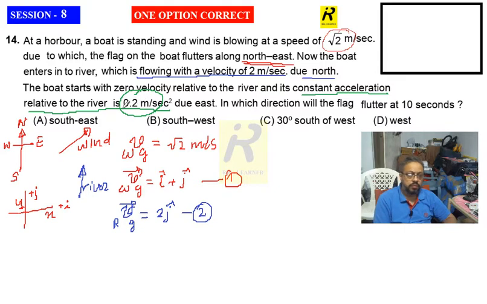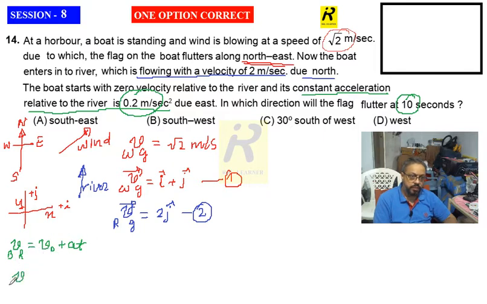Okay, so now I have to think about the boat like this. The velocity of the boat with respect to the river is equal to, right? How can I write it? It is equal to v0 plus at. This equation may help me now because I know the time. So after 10 seconds, what could be the velocity of this boat with respect to the river? That I can find.